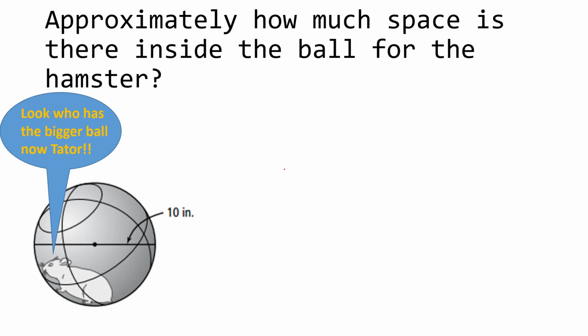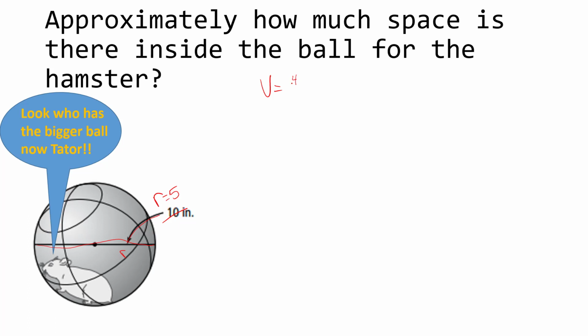Approximately how much space is there inside the ball for the hamster? Now, it would be nice if my picture was better and we could tell that that was supposed to be an entire line across this ball. So I'm telling you that the entire line across that ball is 10 inches. And since we're dealing with radii, or half the distance across the ball for our formula, the first thing I'm going to do is mark that out and say that my radius is 5 so I don't forget.